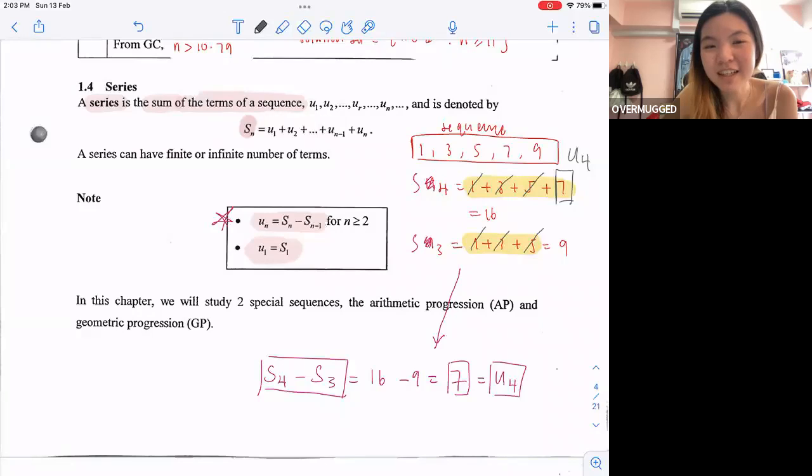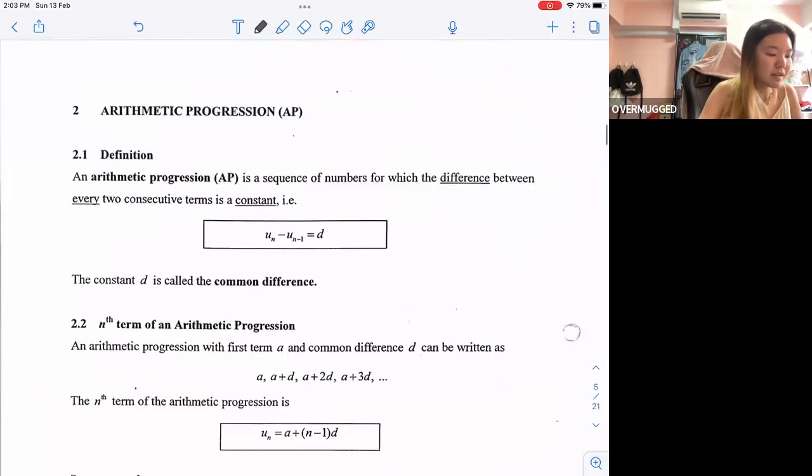All right, okay, awesome. Let's move on. So now that we have laid the foundation, we know what a series is, we know what a sequence is. We are going to deep dive into arithmetic progressions.